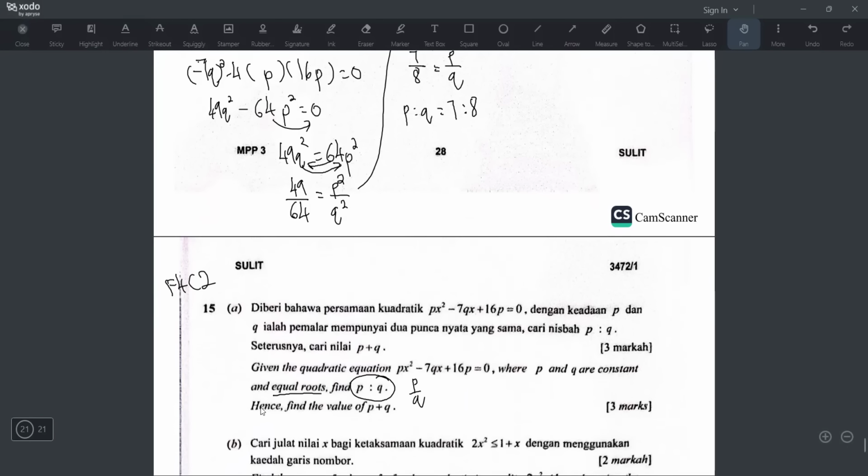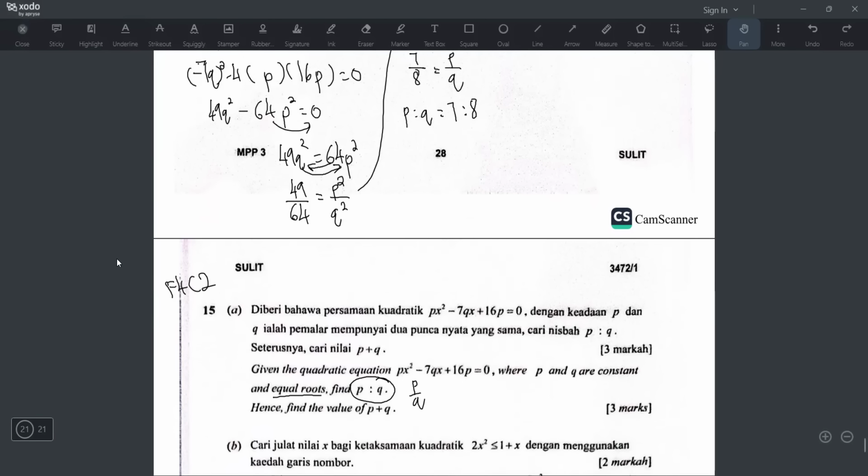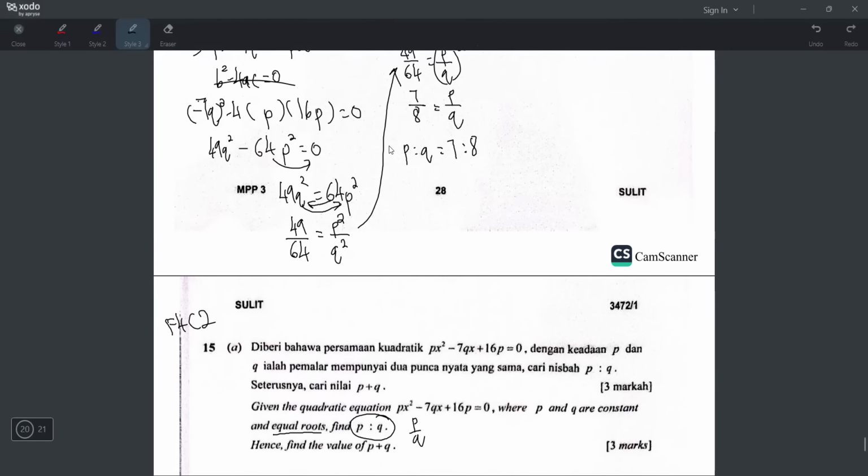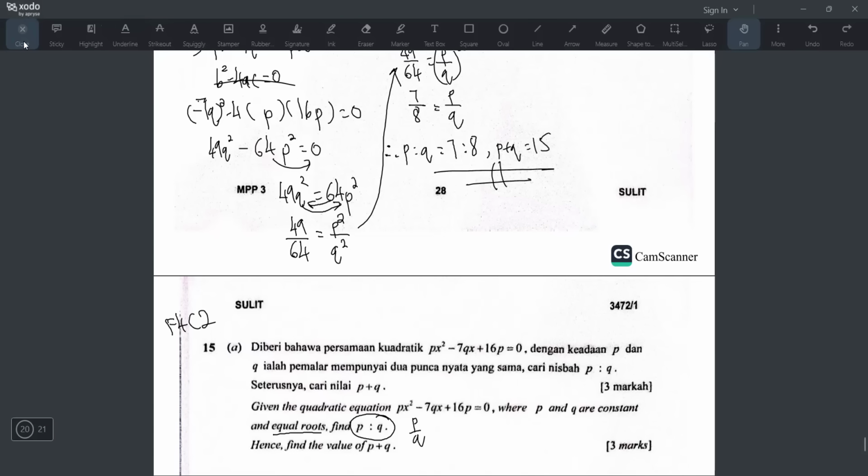But I'm not done. The soalan also asked to find value of P plus Q. So what I will do is I'll write dot dot dot P ratio Q is 7 ratio 8, and then comma P plus Q equals 15, because 7 plus 8 is 15. So they will give you full mark here, right? Okay, hope you understand. That's how I would do the 15A.